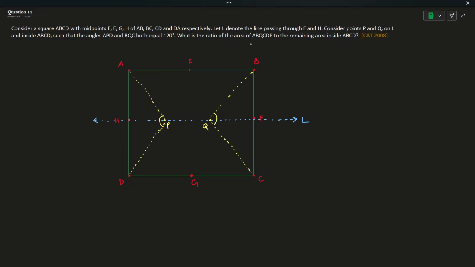What is the ratio of the area of ABQCDP to the remaining area inside ABCD? So what is the remaining area? The remaining area is simple, right guys? It is the area of triangle APD plus the area of triangle BQC. These two triangles are the remaining area inside ABCD.